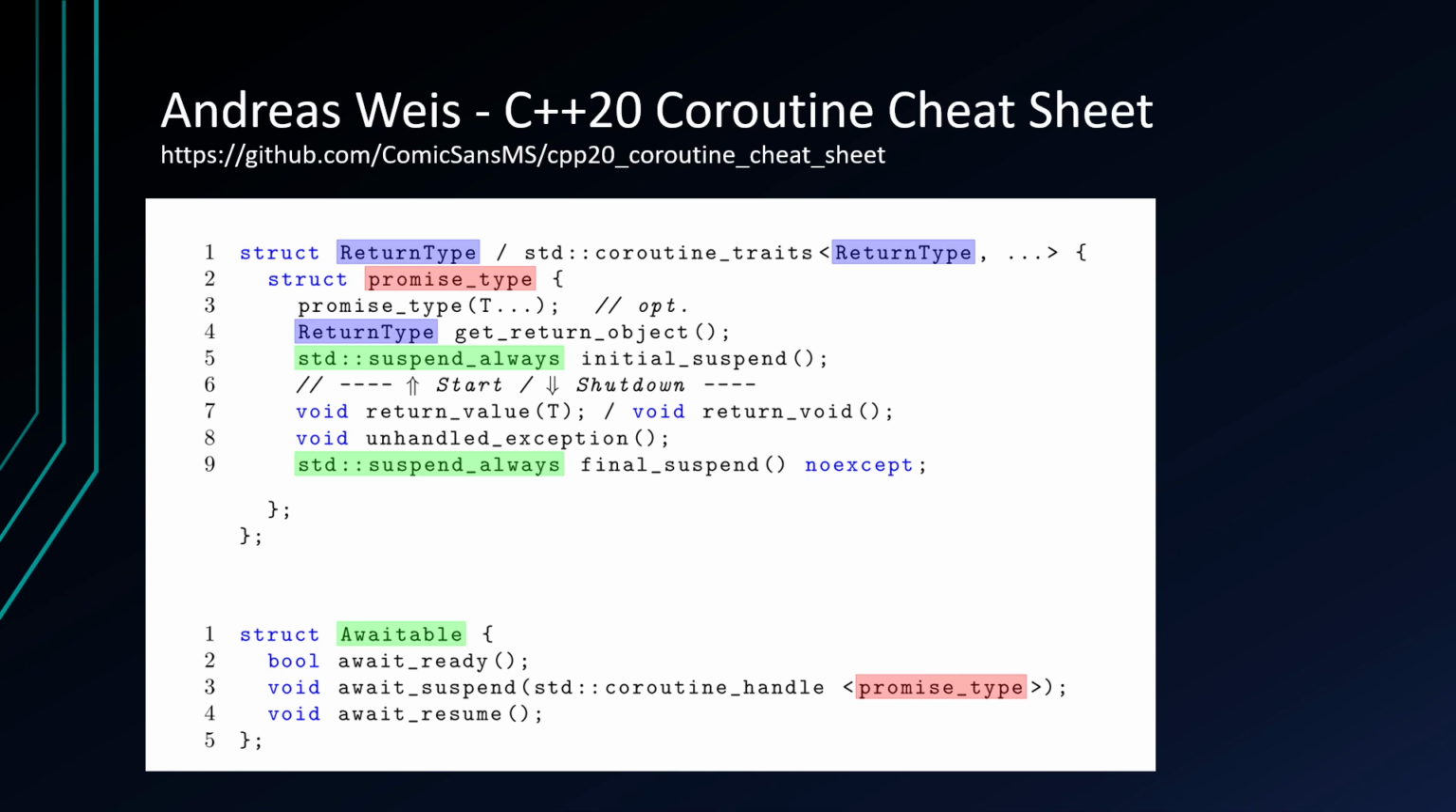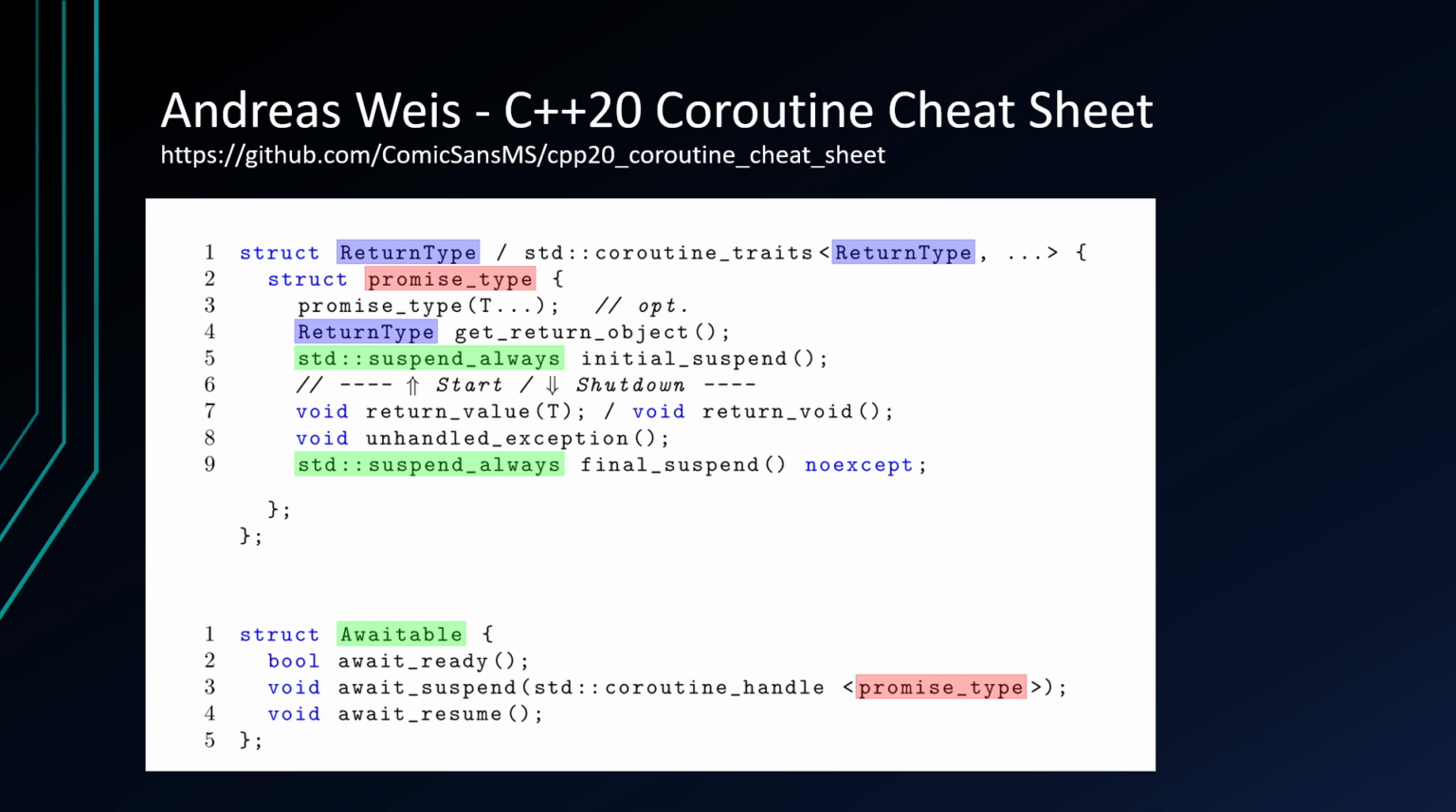There's these two member functions, return_value and return_void, that handle the results of co_return. So if co_return did not have an expression as an argument to the co_return statement, then it invokes return_void. If the co_return returns a value, then this return_value, parameterized by the type of the expression that was given to co_return, is invoked.